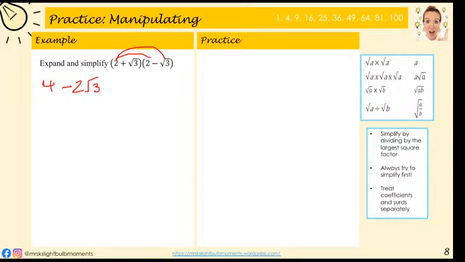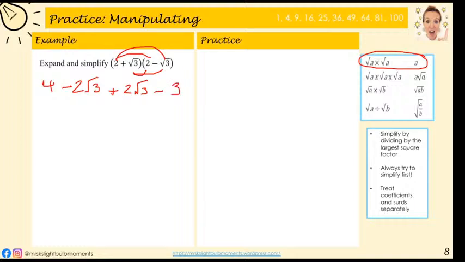Then we move on and do root 3 times 2. So again, that's going to be positive, because both of those terms are positive. So we've got a positive 2 root 3. Then we've got root 3 times minus root 3. Now my answer is going to be a negative there because I've got one positive, one negative. And if you remember the first rule over here on the right, root 3 times root 3 is just going to be 3. The surd sort of cancels itself out.